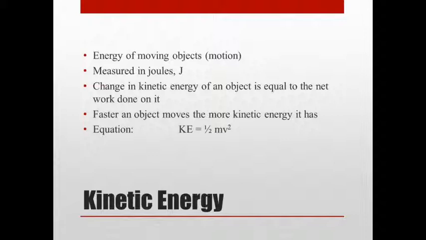So the equation that we have is kinetic energy equals 1/2 mv squared. Don't forget to square your velocity. So as velocity goes up, the more kinetic energy we have. Also, as mass goes up, there's more kinetic energy.